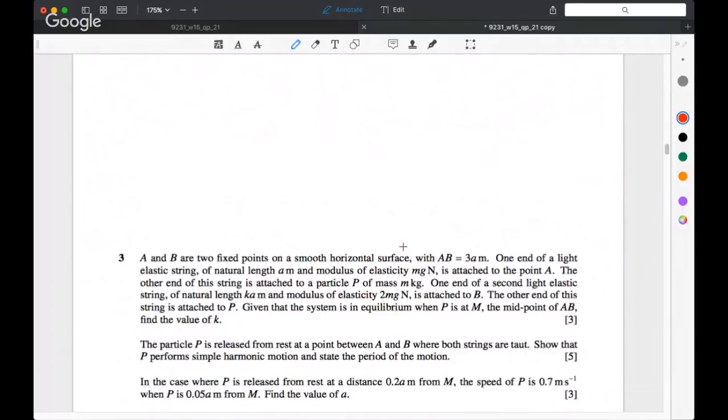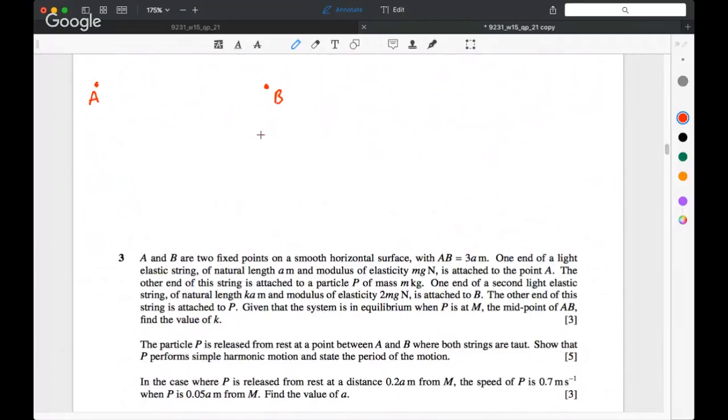Okay, so A and B are 2 fixed points on a smooth horizontal surface. So let's draw that. I'll draw it up here. We know the distance between them. I don't really want to draw a lot of lines on here because I think it'll make everything quite confusing. Let me just get up my diagram.